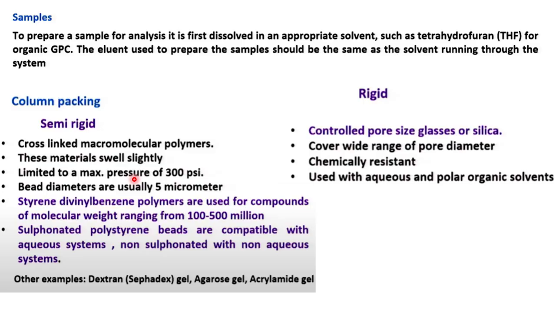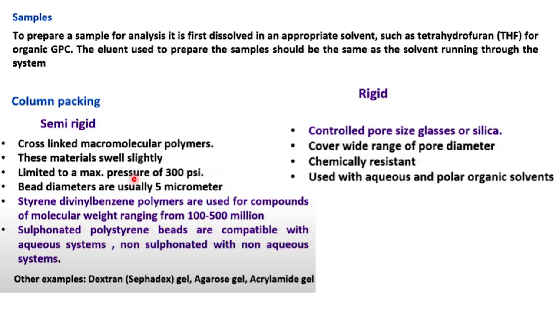A sample that is to be analyzed must of course be completely soluble in a specific solvent. Otherwise, if there are some impurities, they can choke the column, because it has a fixed pore size. So if we discuss the column packing, there are two different column types: one is the semi-rigid type and another is the rigid type.